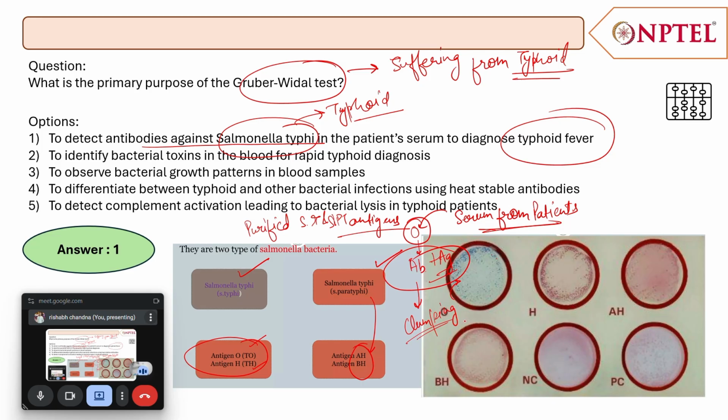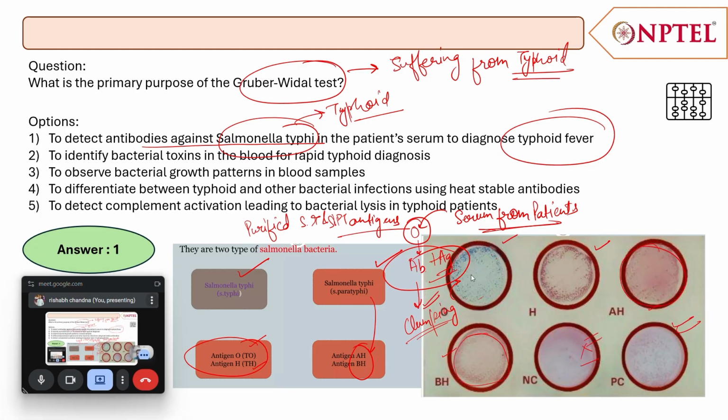Okay, so here as we can see, when this antibody binds to the antigen, it will cause clumping. And here we have shown the reaction with all the antigens that are expressed by the Salmonella typhi strain. So this is the antigen O of the Salmonella typhi, antigen H from the Salmonella typhi, and AH and BH from the Salmonella paratyphi. As you can see here, these dots are called clumps.